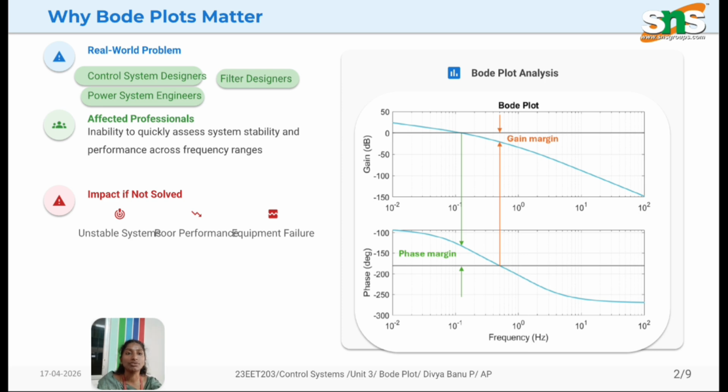On the right side of the graph, we can see two plots, the gain plot and the phase plot, which is the magnitude plot and the phase plot. In the Bode plot, we have two margins: one is the gain margin, another one is the phase margin. Gain margin is measured at 0 dB gain, whereas phase margin is measured at 180 degrees.